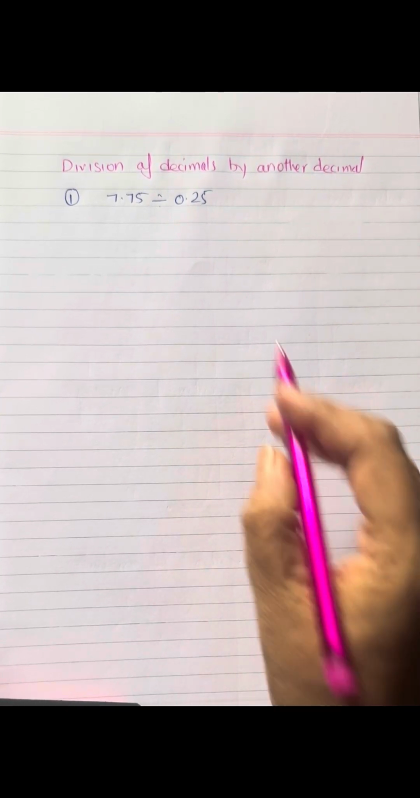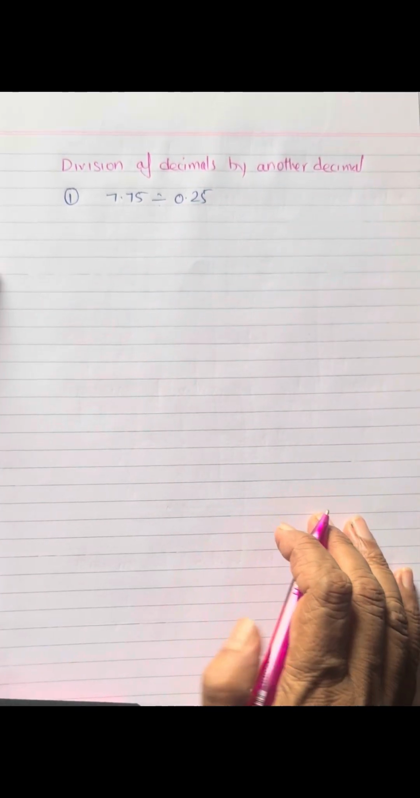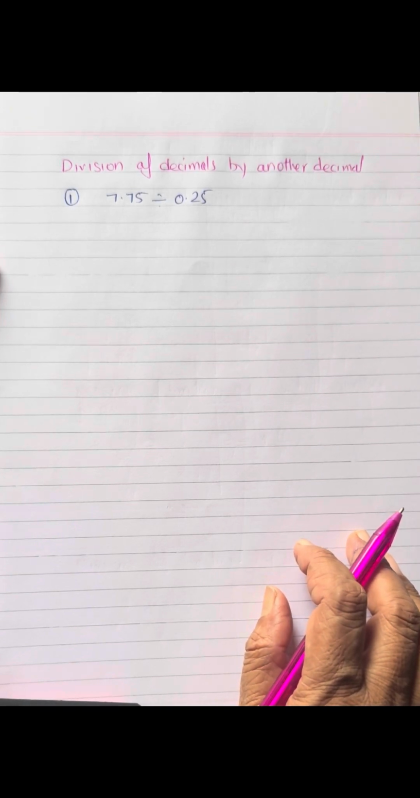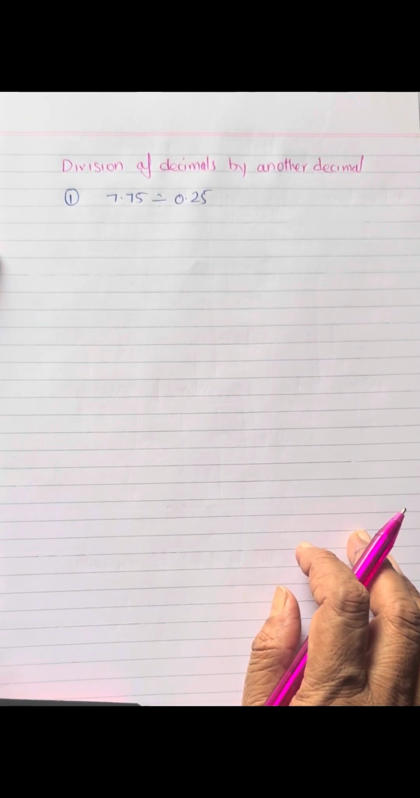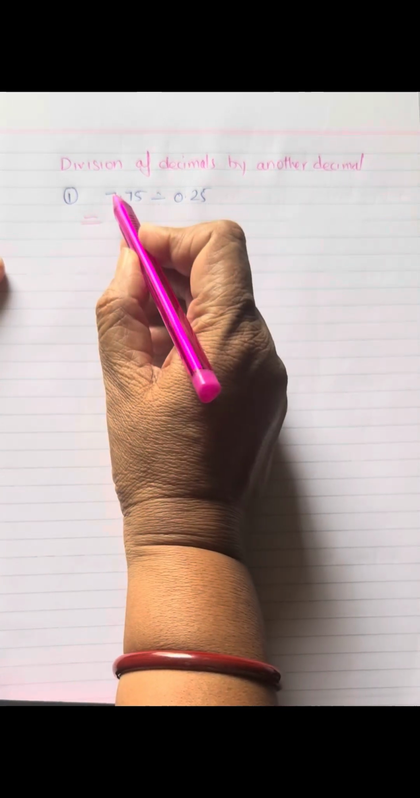Last but very important topic in division of decimals. So here, division of decimals by another decimal, right? So let us see 7.75 divided by 0.25. Here you need to remember how to convert a decimal number into a fractional number, right? Which is simple. I'll just revise.